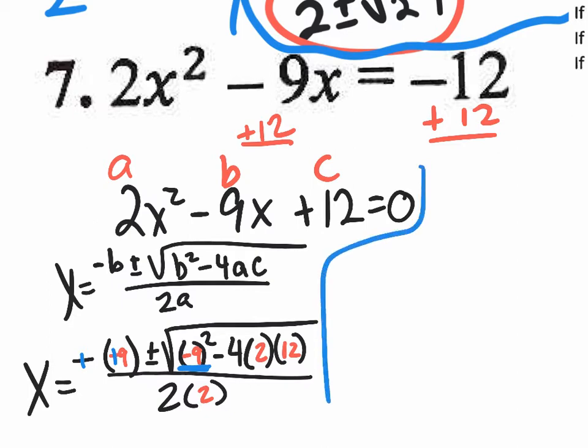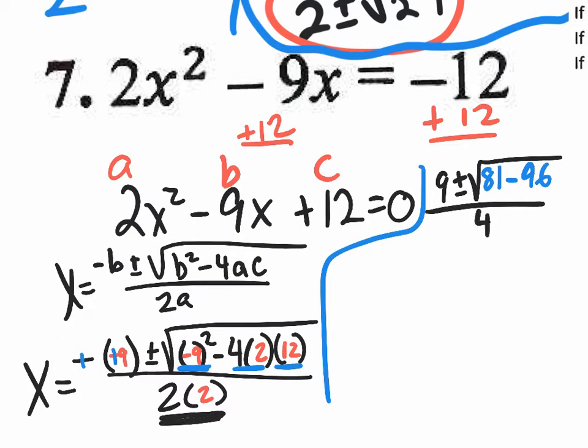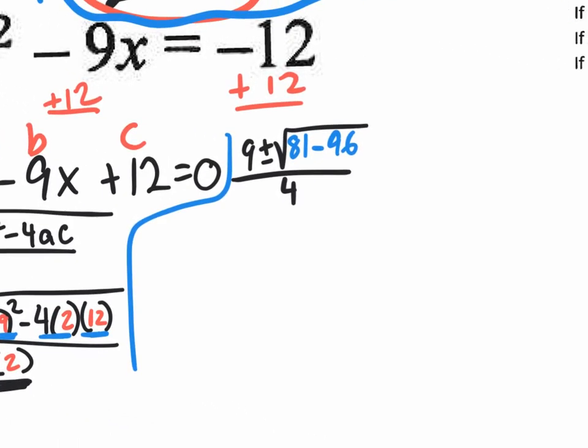Let me show my work over here. 81. And then we have 4 times 2, which is 8. And then 8 times 12, which is 96. So that's a 96, but we have a minus sign between it, and that's still inside the square root. We do have a plus or minus right in front of it. We do have that 9 out there in the front, and we do have 4 on the bottom because 2 times 2 is 4. So we still need to work on this. 81, take away 96. It's negative 15.